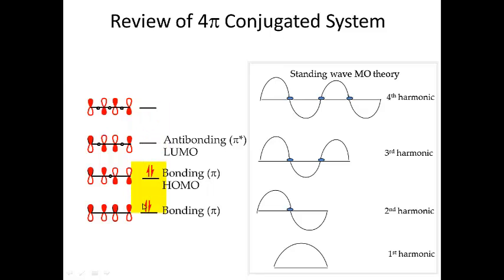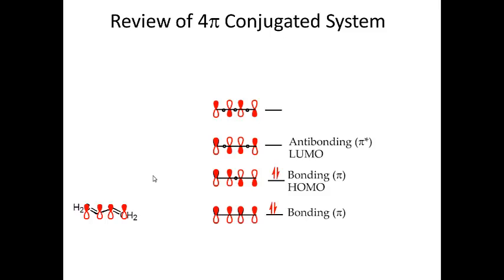Here these two are both filled, but this orbital is higher in energy than this orbital, and therefore this is the highest occupied. So how do we translate this? If we bring in the diene, you can see what this means.